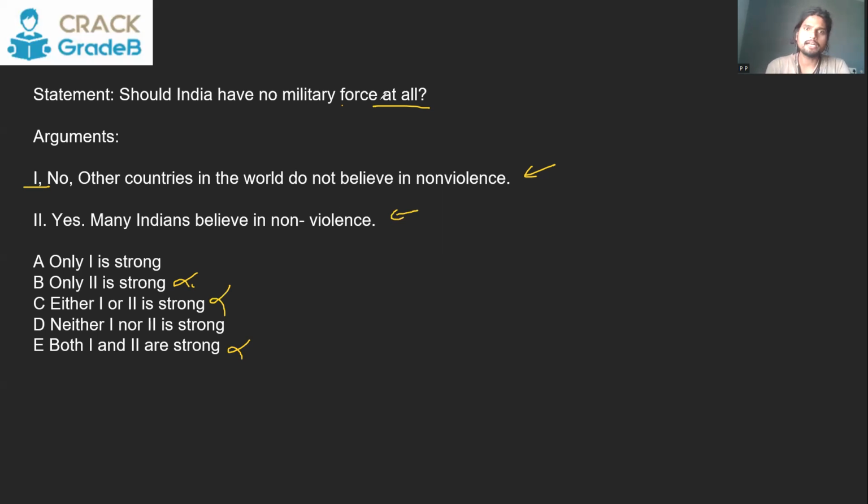Once you start doing practice, you get to know these kinds of arguments: what others are doing, what if, what not, what about this, what about that happened. All these arguments don't stand as strong arguments. That you only get with practice. So this is also not a strong argument. So the answer here is going to be neither one nor two is strong.